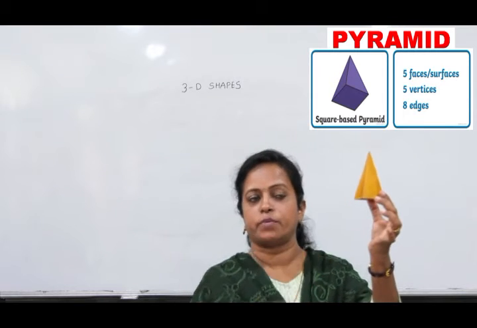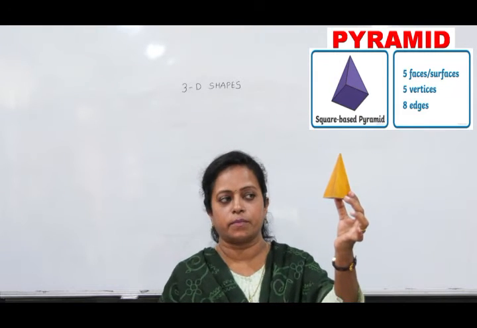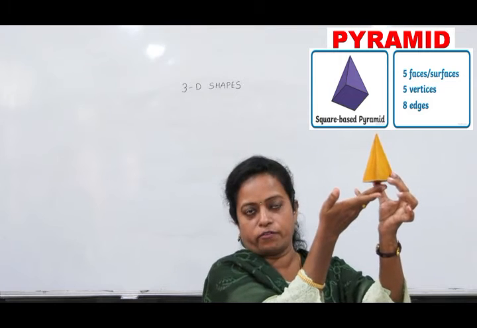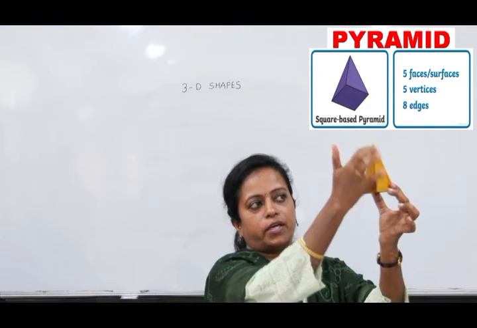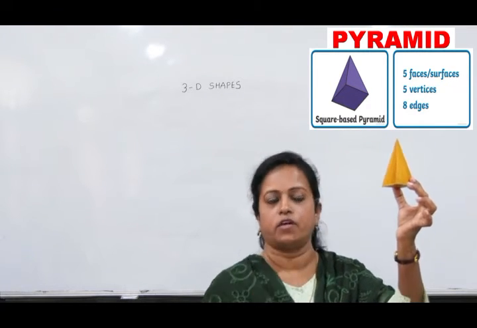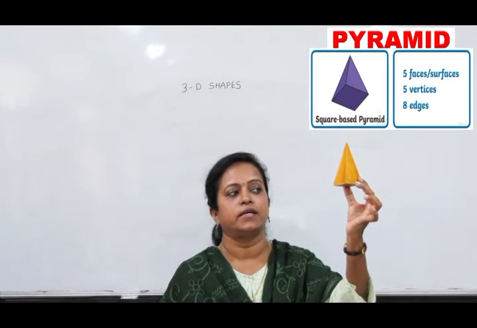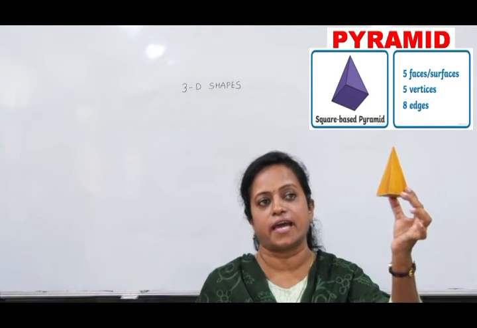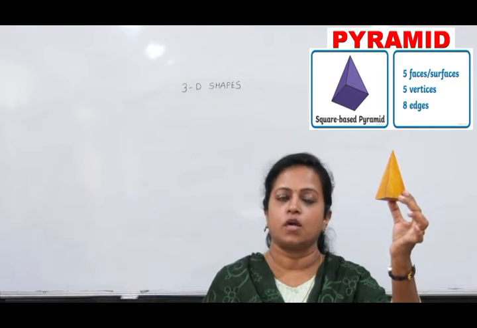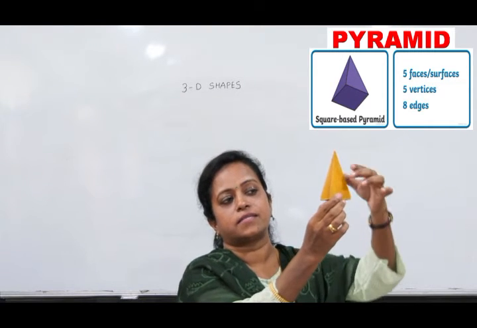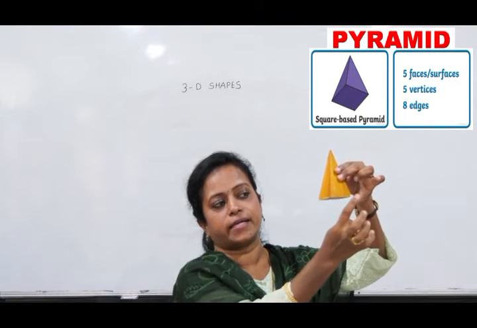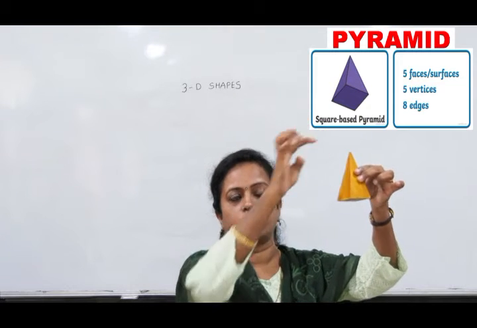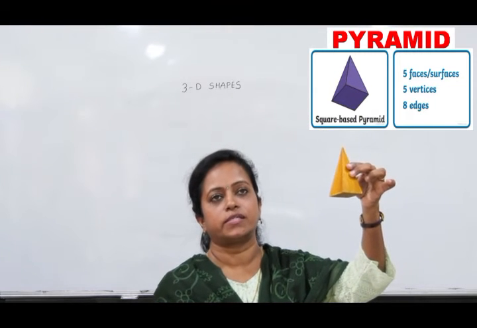Now let us count the number of faces for the square pyramid. The base forms one face, 1, 2, 3, 4 and 5. So how many faces does a square pyramid have? It has 5 faces. What about the vertex? You will find 4 vertices at the bottom and 1 at the top. So there are 5 vertices.